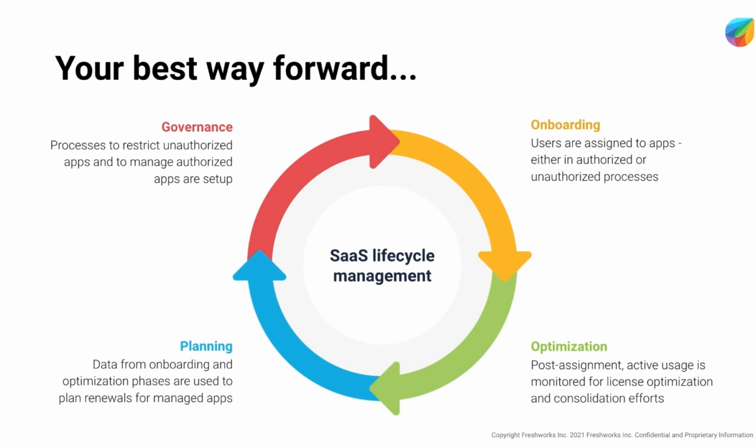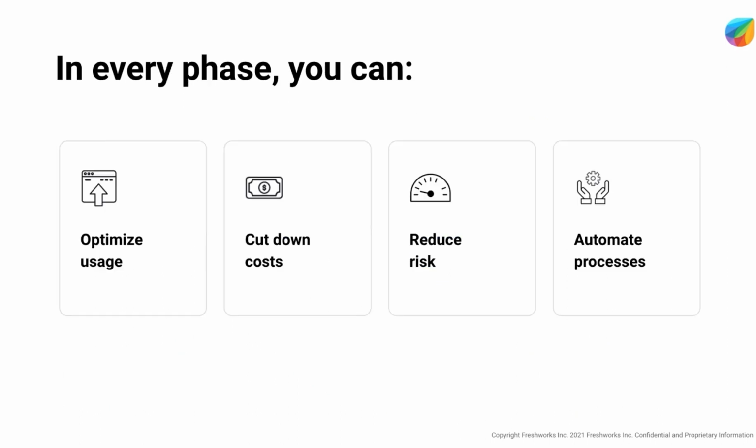So your best way forward is approaching SaaS management as a continuous lifecycle based process. SaaS lifecycle management is the best way in which you can ensure that you set up a scalable process to manage your applications through the different phases that they can go through from onboarding to retirement. There are 4 phases in SaaS lifecycle management, starting from onboarding, optimization, planning, and finally governance. And in each of these phases, you can optimize usage, cut down costs, reduce risk, and automate processes.